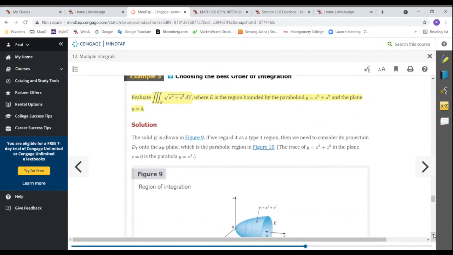Hold on, let me see if I can get it all to show. Example 3. E is the region bounded by the paraboloid y equals x squared plus z squared. Oh, wow, you're used to always seeing z equals x squared plus y squared. But now you're seeing y equals x squared plus z squared. So is that parabola going to open out along the y-axis, the z-axis, or the x-axis?